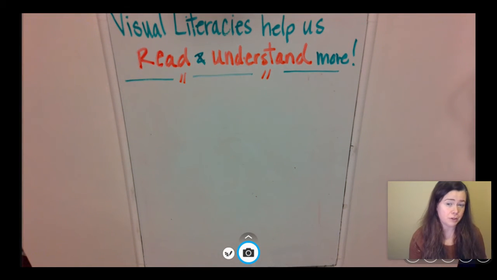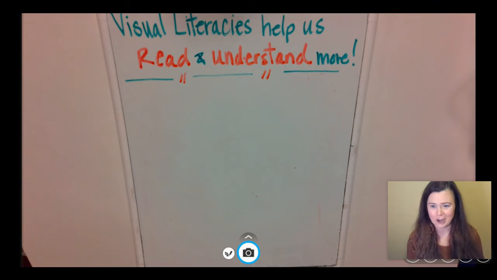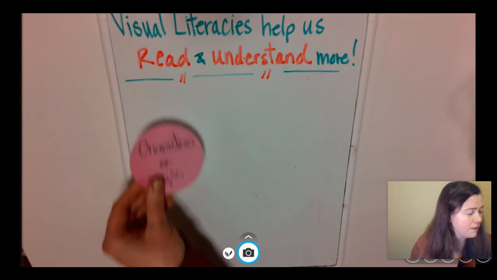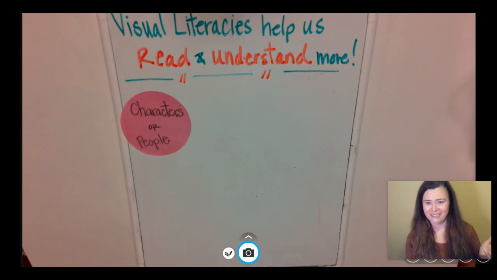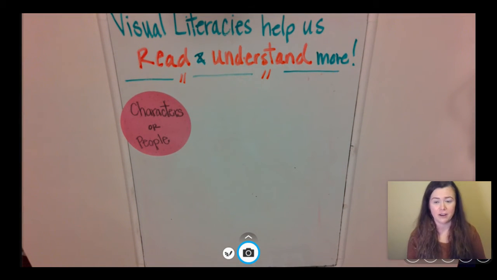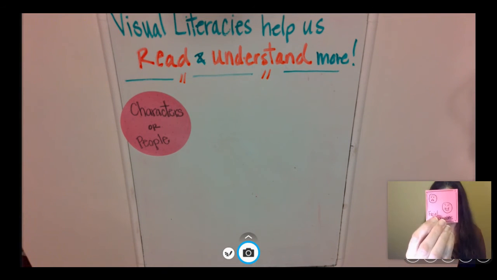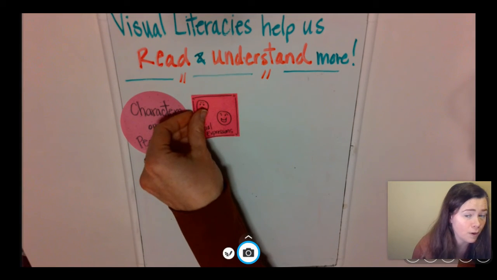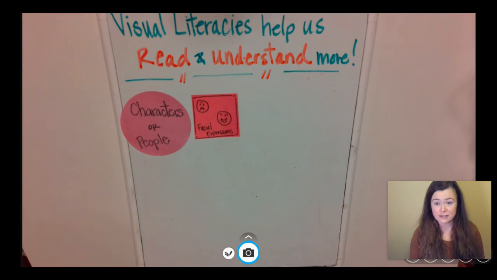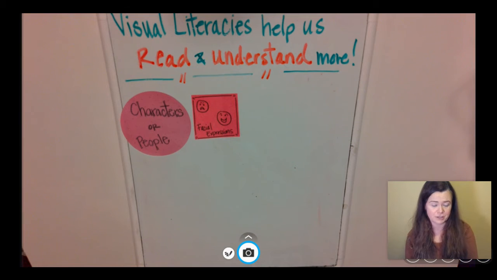So our visual literacy tools help us read and understand more. We already know that, but let's think about specifics. Whether or not we're thinking about characters in a fiction text or people in a nonfiction text, we can pay attention to some specific things that can help us read more deeply and understand more. One thing we can pay attention to is facial expressions. We can pay attention to the ways in which the authors and illustrators work together to help us understand more about emotions based on the ways that they portray their characters through facial expressions.